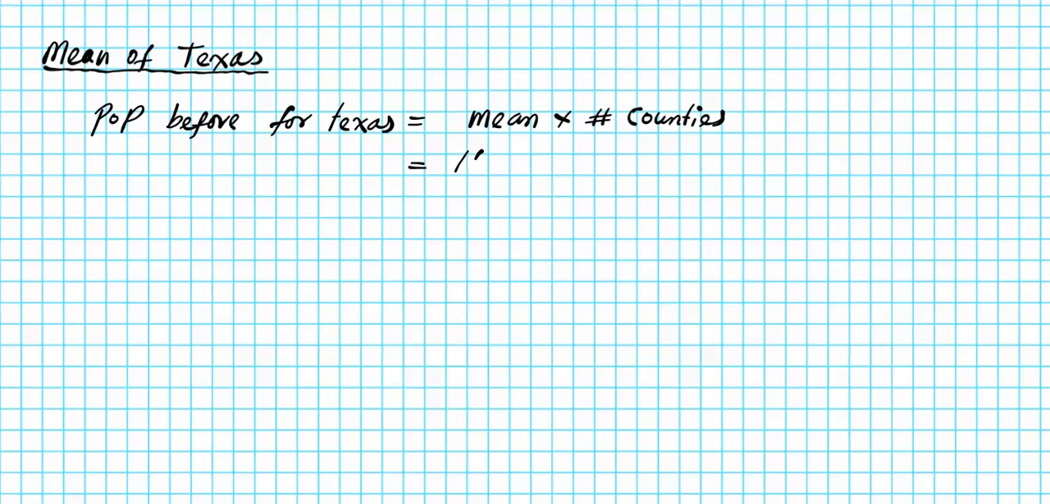So the mean provided is 104,127 multiplied by the total number of counties we have in Texas, which is 254. So that gives us the total population of Texas before the move as 26,448,258. Okay. So what happened? How are we going to figure out the new population?